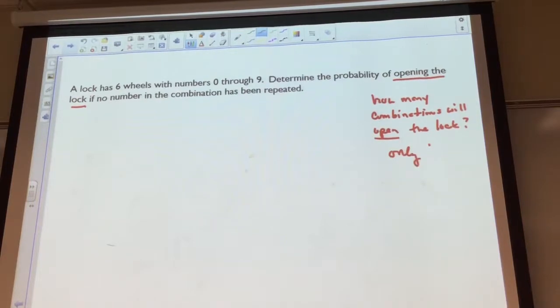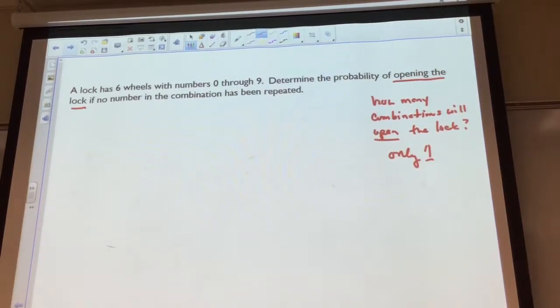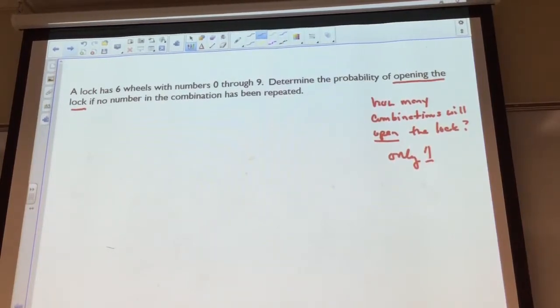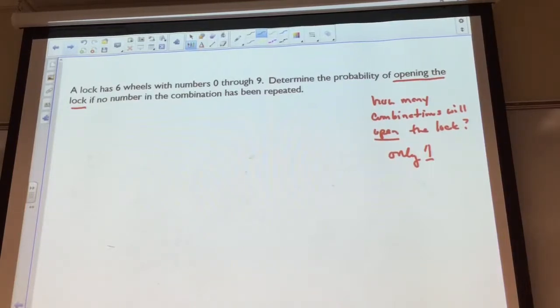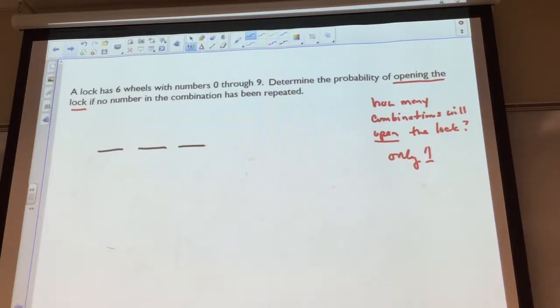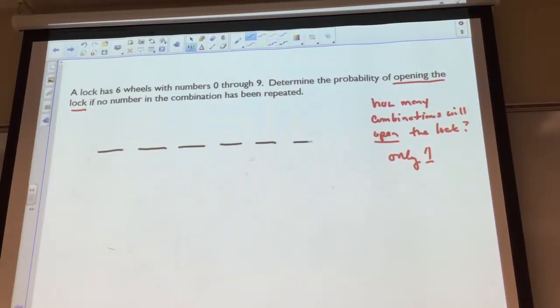Only one. There are lots of ways that I could dial the numbers, but I can jerk on that combination lock as much as I want. Only one combination is correct. Don't I still have to worry about the 6 different wheels on the lock?